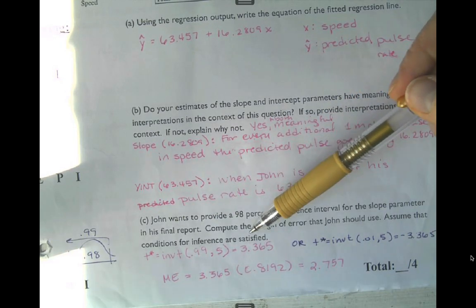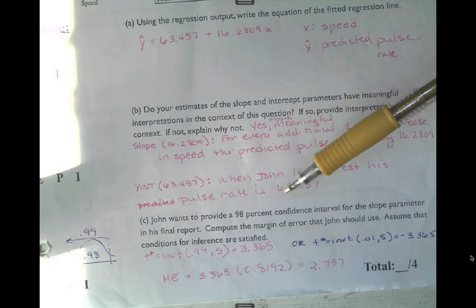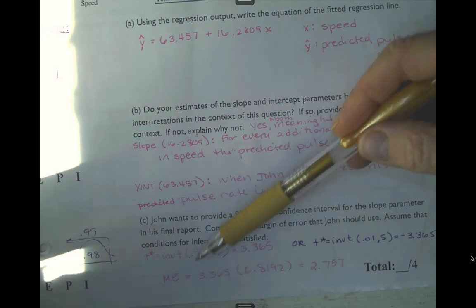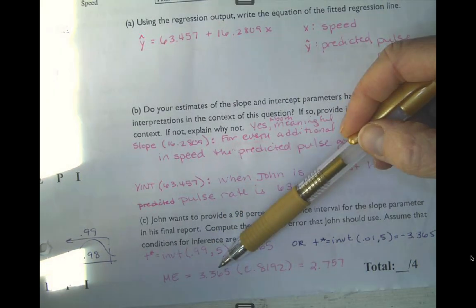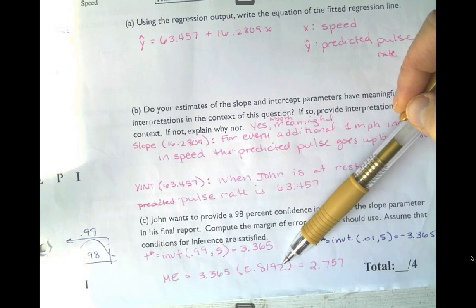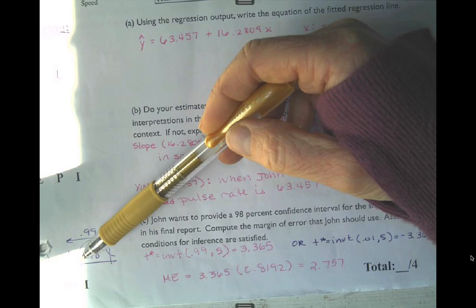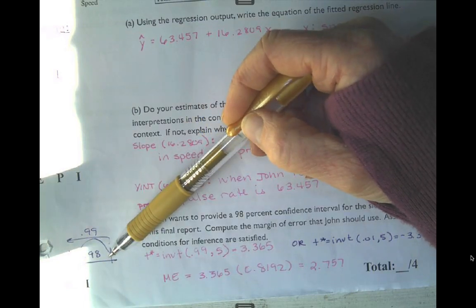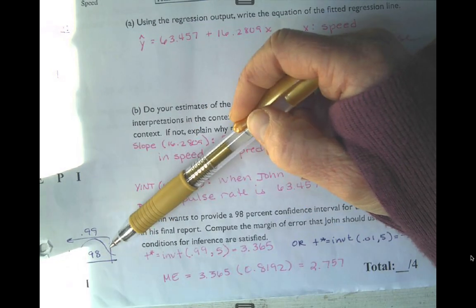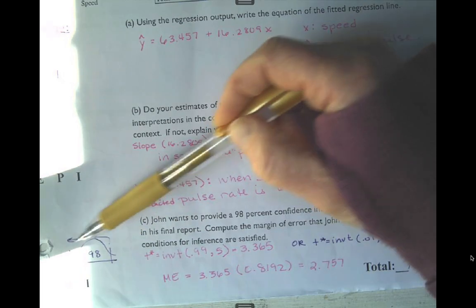And then down here, it says that we just want to find the margin of error, so we only want the part that's after the plus or minus. So remember, the margin of error is the test statistic times the standard error of the slope. If we're doing a 98%, we have 98% in the middle, so there's 0.01 over here and then 0.01 in this tail, which means I have 0.99 to the left there.